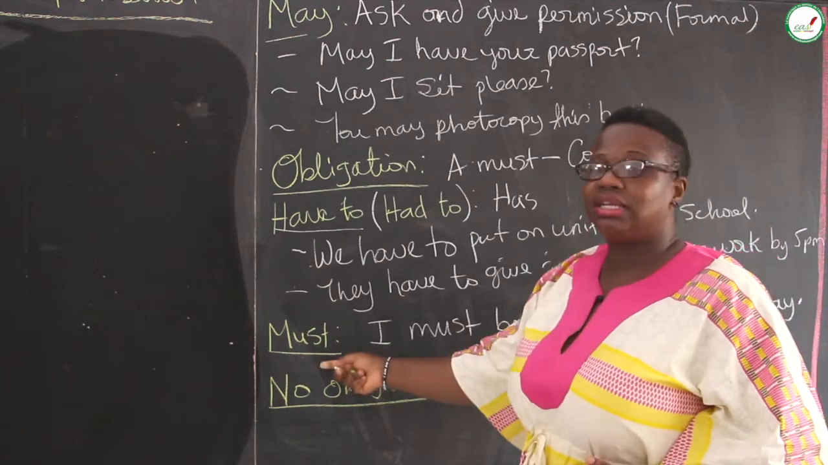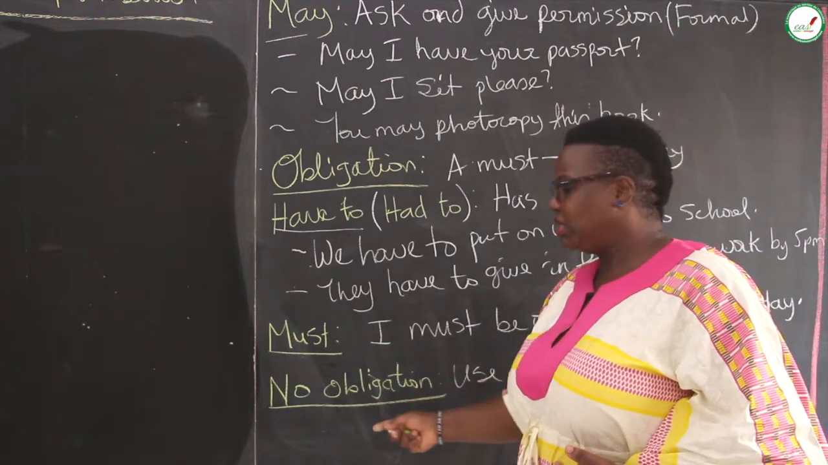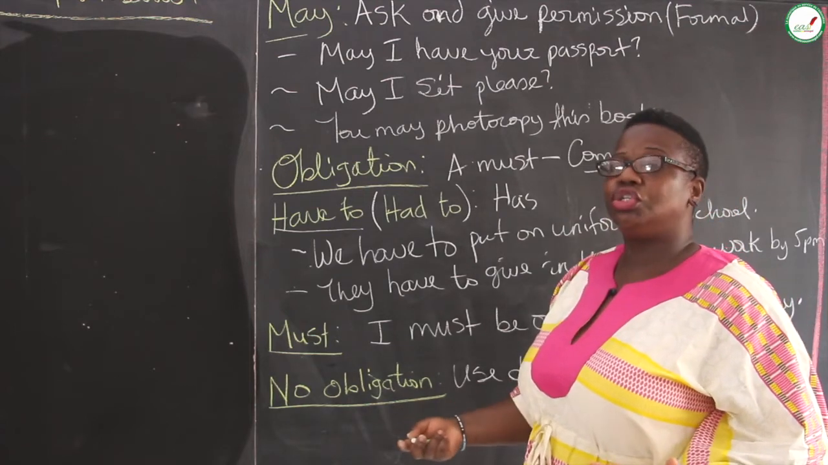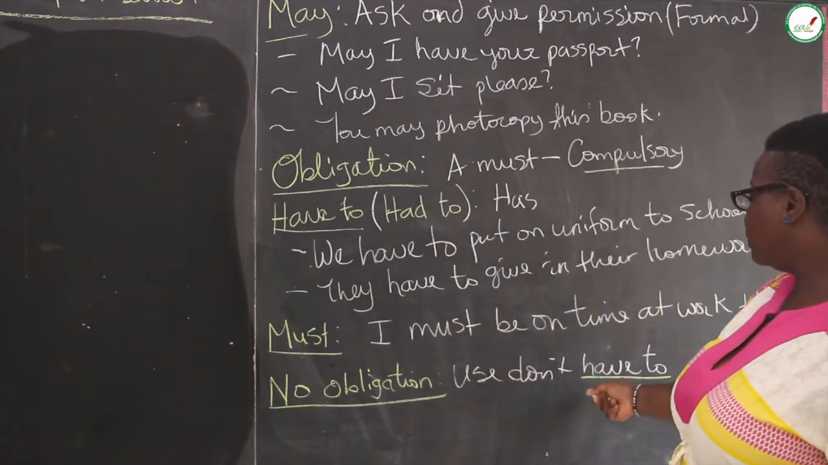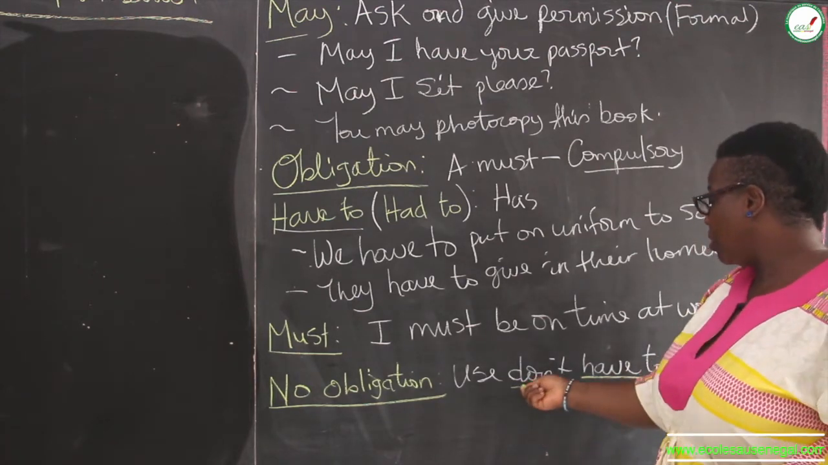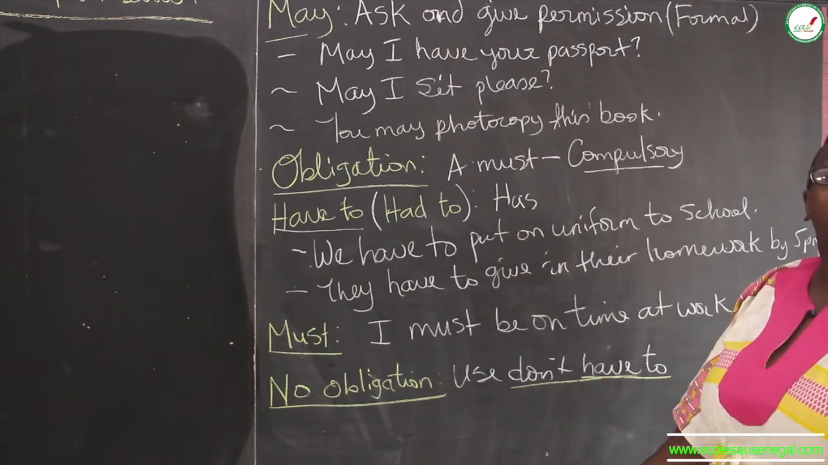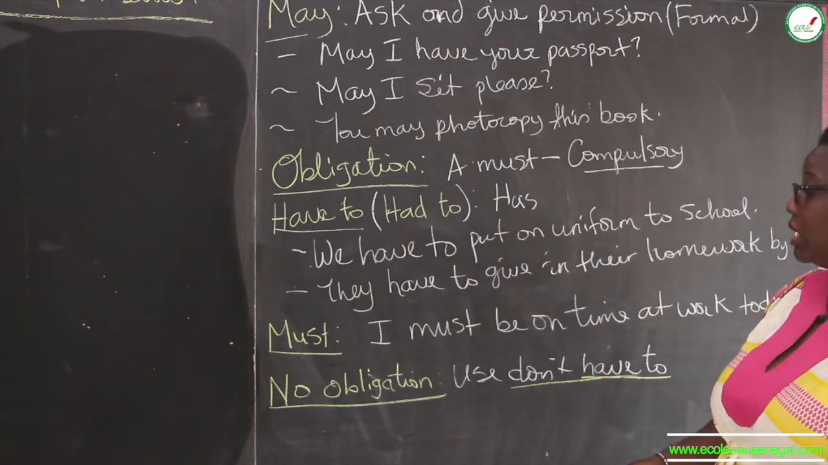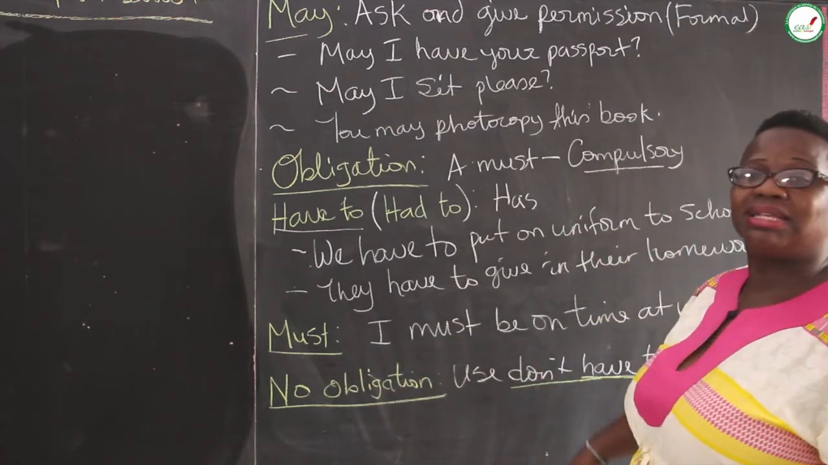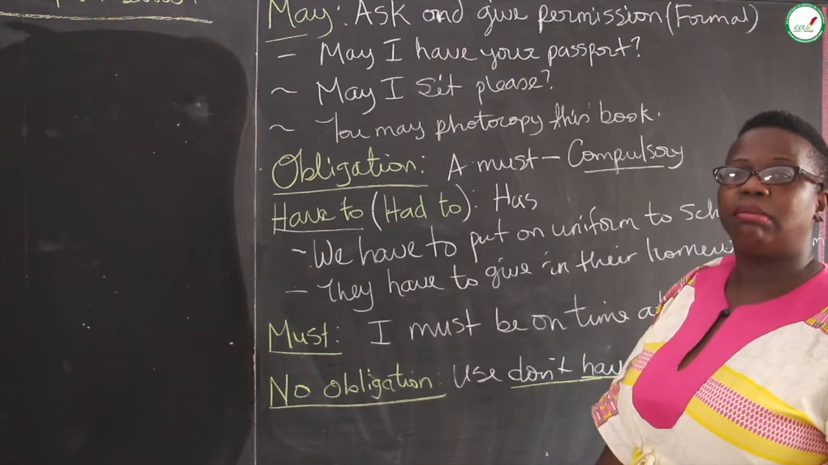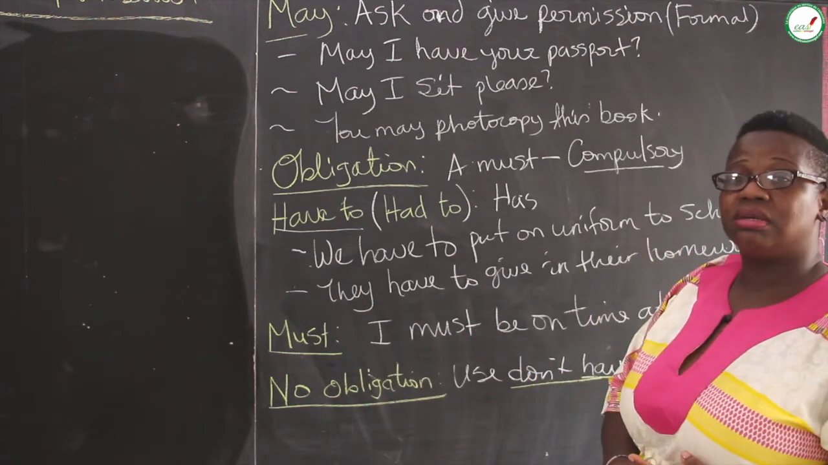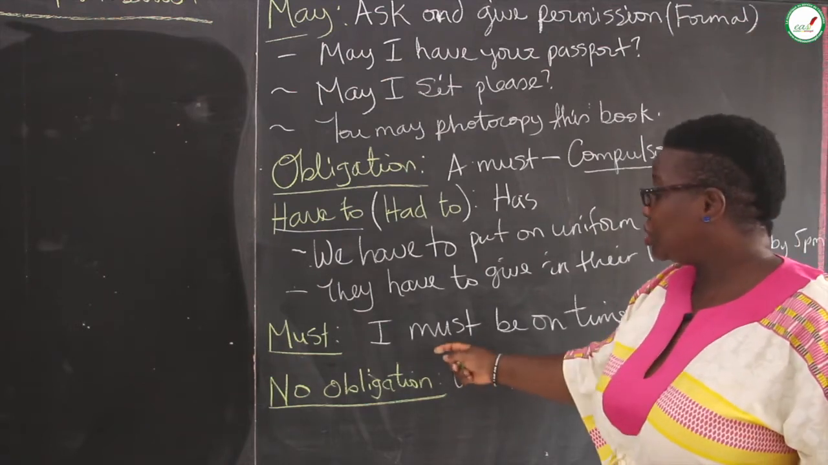And then we have no obligation, which means you don't really have to if you don't want to. It's almost like you're having a choice of not wanting to. And so oftentimes you use don't have to. With must, here's an example: you must have your mask on during this pandemic. It's an obligation. It's not a choice.